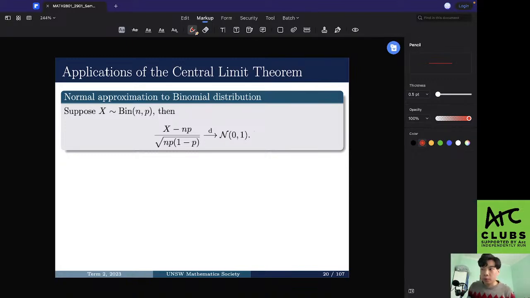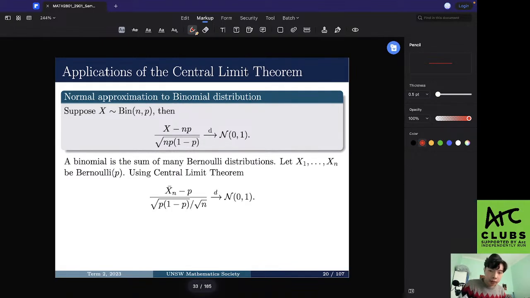Why is that? Well, the reason is because we know that the binomial distribution is just a sum of Bernoulli distributions, right? And we know that from the central limit theorem, a sum is approximately equivalent to the normal distribution, right? So let's derive this. Let's say that x1 all the way to xn are Bernoullis with probability p.